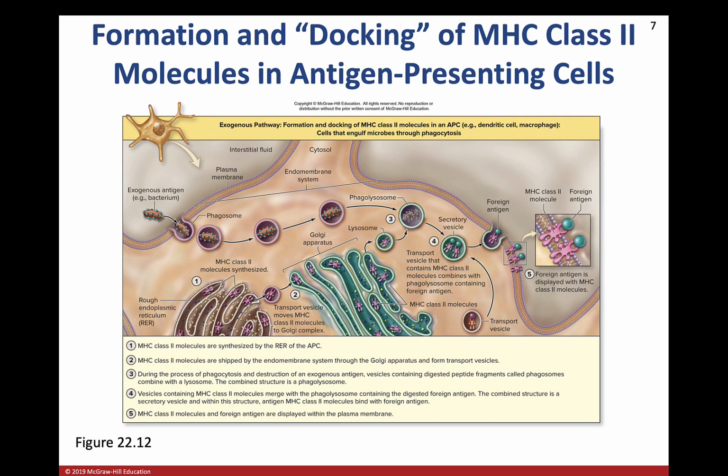Vesicles containing MHC class II molecules merge with the phagolysosome containing the digested foreign antigen. The combined structure is now a secretory vesicle, and within this structure, MHC class II molecules bind with the foreign antigen. Eventually, they are going to be inserted into the plasma membrane, and once again, the foreign antigen is expressed on the outside of the cell membrane and can be presented to a T cell.